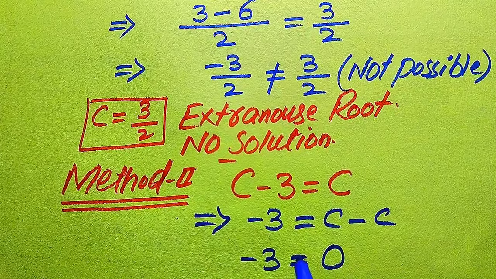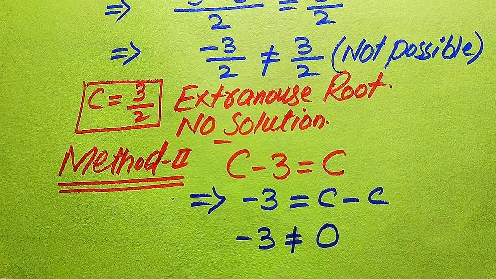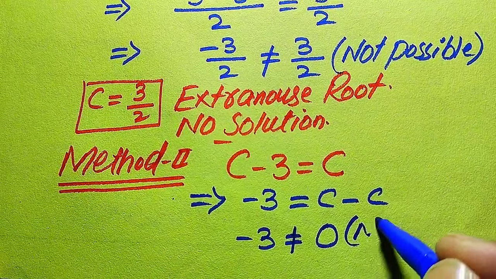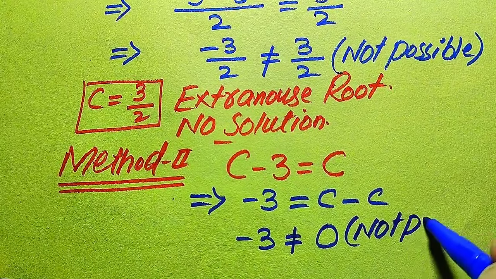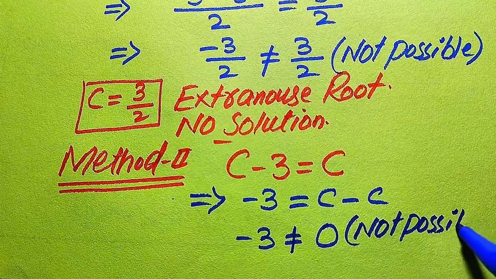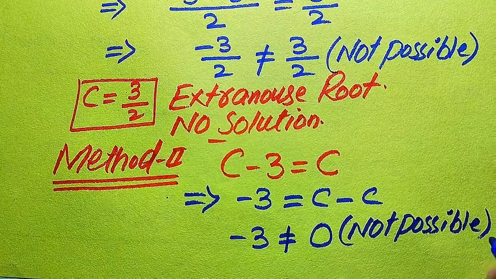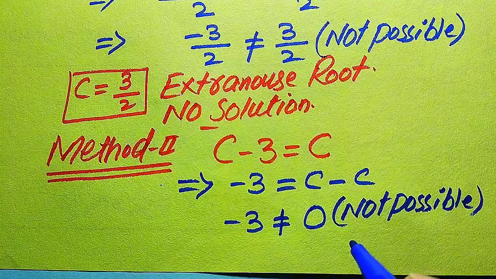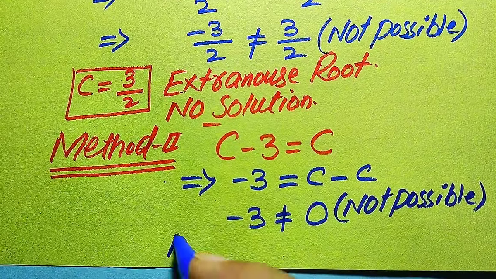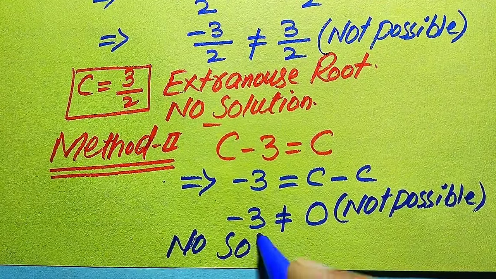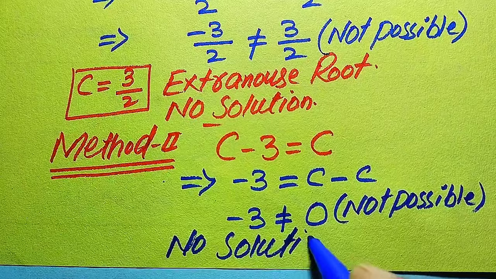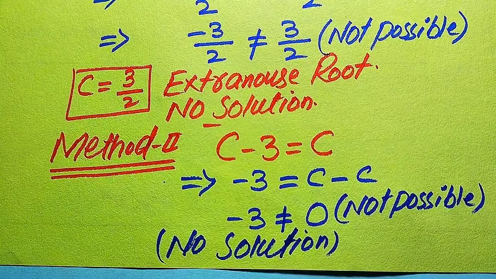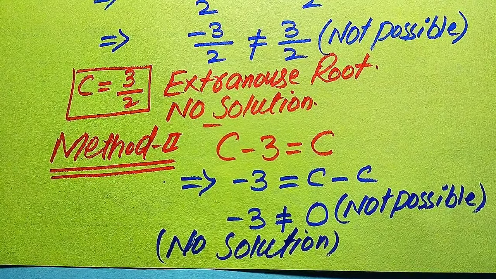So again you see that minus 3 is not equal to 0. In other words, we just say that it is not a possible case. So if this is not possible, this means that we cannot get any value of c which satisfies this given question statement. So we finally conclude that this question has no solution in general. So this is our final conclusion of this problem, and this is the final answer.